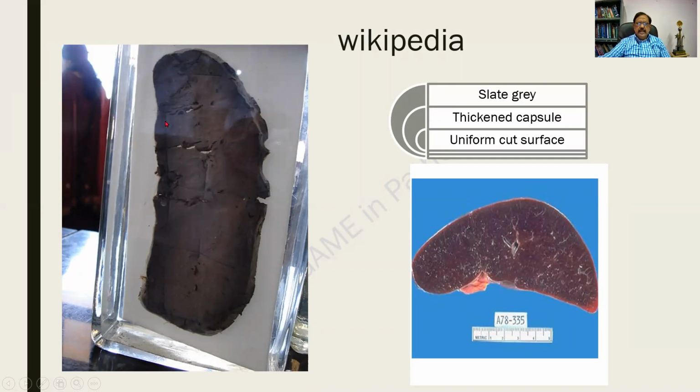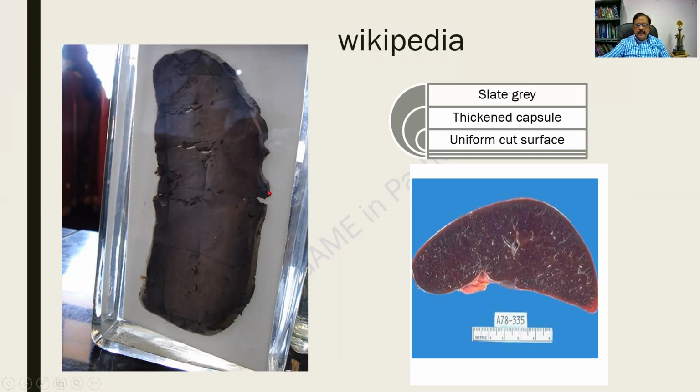This is a picture that is there for you in the examination. It is derived from Wikipedia, but many colleges have got similar specimens. In this, I am finding a massive splenomegaly. Sometimes it can be 1.5 to 3 kg in weight. The spleen is huge. It crosses the umbilicus and can be palpated in the right iliac fossa.